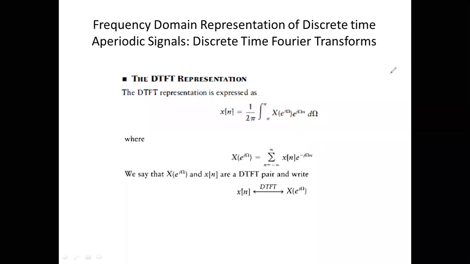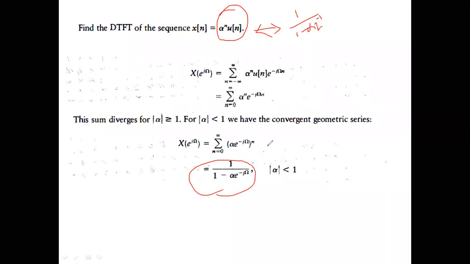Let us see a numerical here. See, what is this thing, by the way? Alpha to the power n u of n. What is the Z transform of this thing? The Z transform of this thing is 1 divided by 1 minus alpha z to the power minus 1, right? So you can see here the DTFT is also 1 divided by 1 minus alpha, with z being replaced by e to the power j omega. So I get e to the power minus j omega for z to the power minus 1.